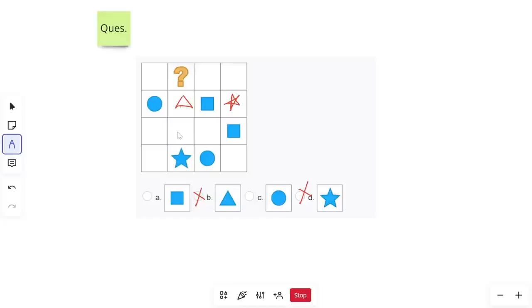So if you see, square, can you put square here? No, right? Because square is already occupied in the same row. So you have to fill square here, and then circle can be filled here. So if you see, our question mark will be replaced with square. Okay, so the correct answer in this case is going to be square. Hope you have understood it. Let's now move on to the next question.